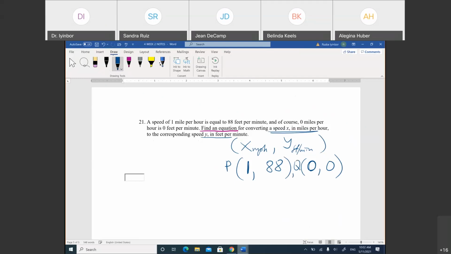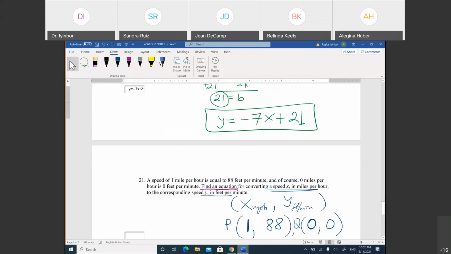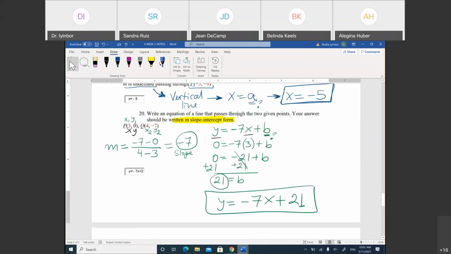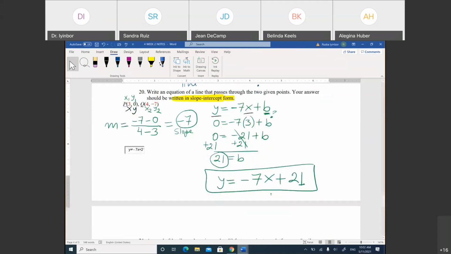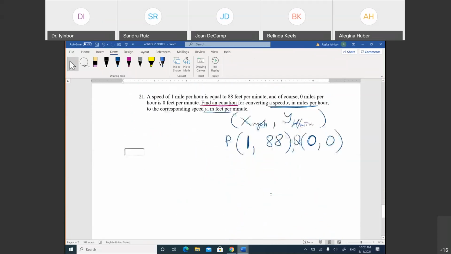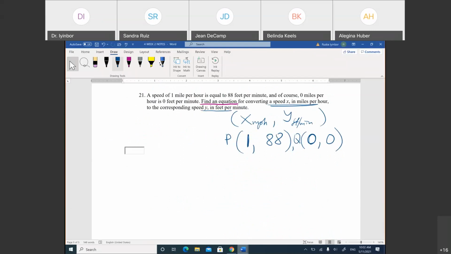Okay? Everybody see that? So we have 2 points given from this word problem, and using the same way we did in number 20, you have point P, point Q. You're going to find the slope, you're going to find B, and then you're going to get the equation. Okay? So we're going to do the same steps. So first you're going to find the slope.